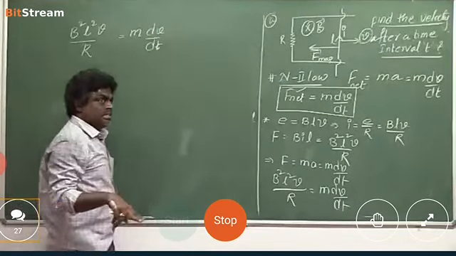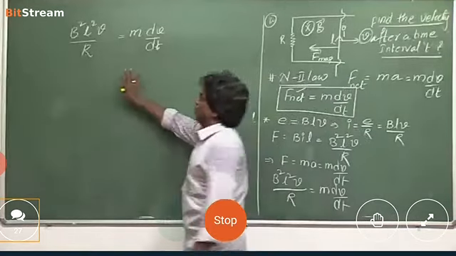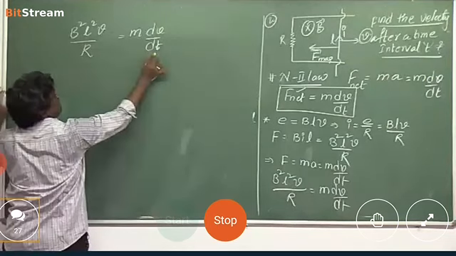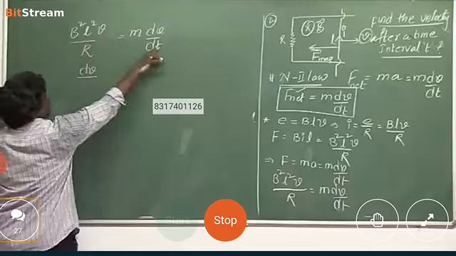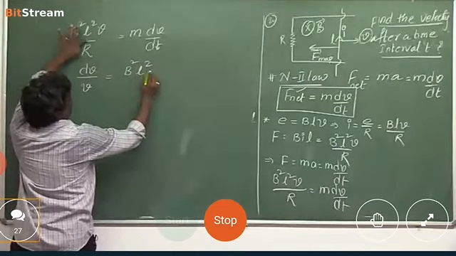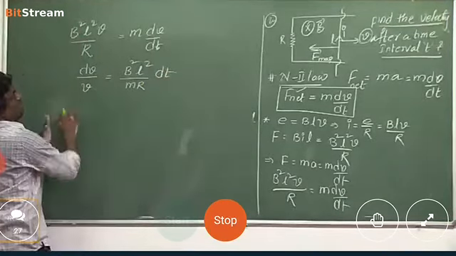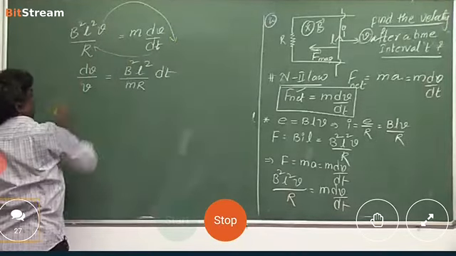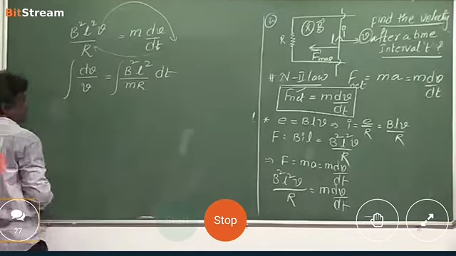Remember one thing, if you want to learn physics, first you need mathematics. Without mathematics, it's not possible to understand. Make it variable separable. Bring this V this side and the remaining this side. So dV by V is equal to B squared L squared by mR into dt. Bring this V this side and dt this side. So integrate. Come on, do it.